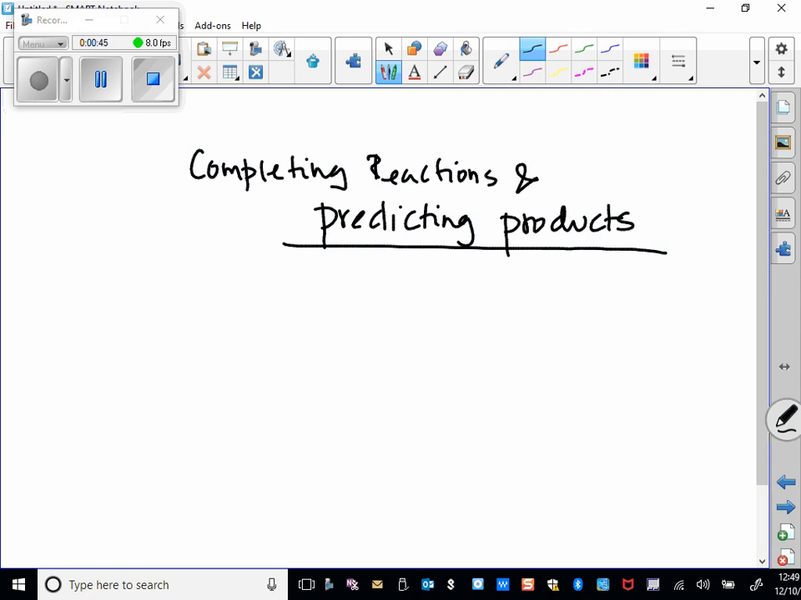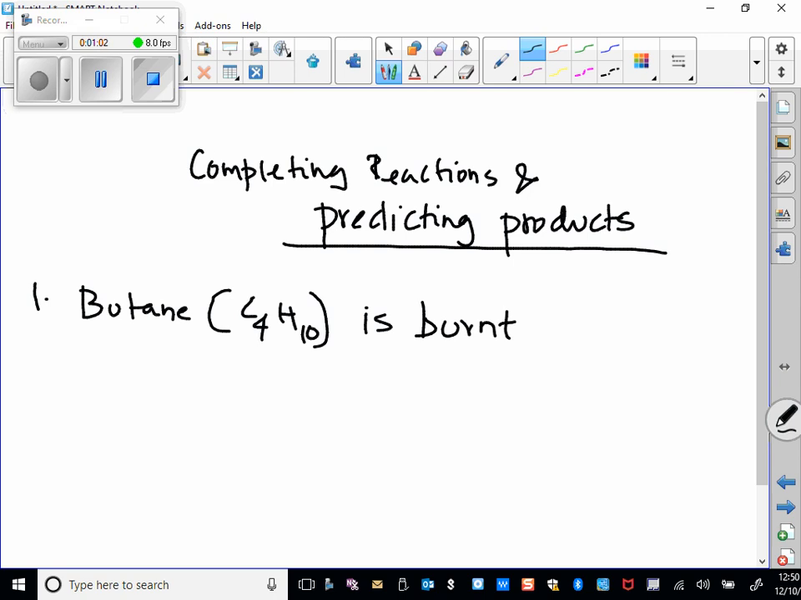It says butane, C4H10, is burned. Butane, which has the formula C4H10, is burned. Well, maybe we'll learn how to write a formula for butane also eventually. All right? Now, burnt means what? Burnt means what do you have to add? It's oxygen. Burnt means you should remember to add oxygen.